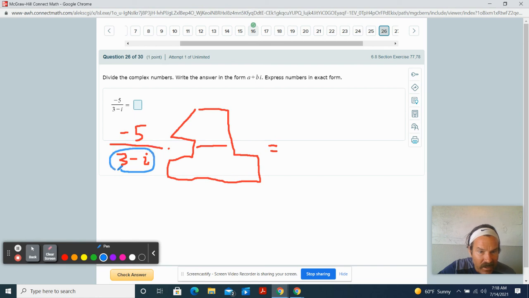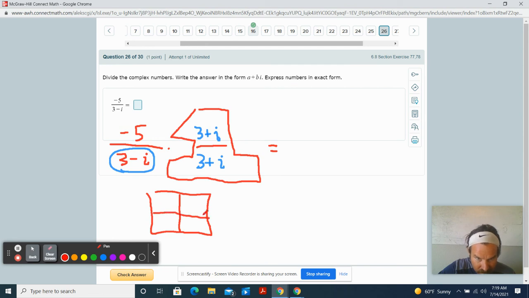So the conjugate of 3 minus i, remember, conjugates just change the sign in the middle. So it's 3 plus i. Multiply by 3 plus i on top and 3 plus i on the bottom. So I'm going to do the bottom first. 3 minus i times 3 plus i. Two binomials. You should be thinking box method. Box method. 3 minus i. 3 plus i.